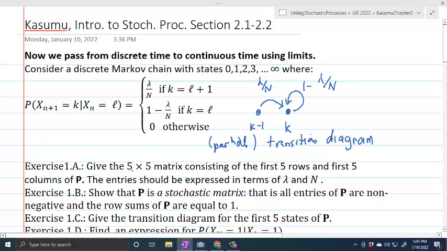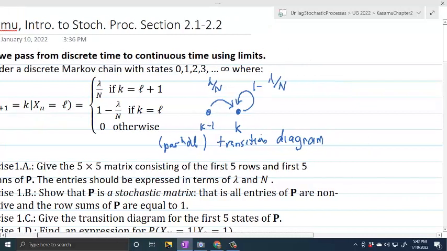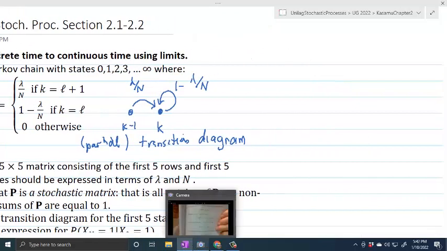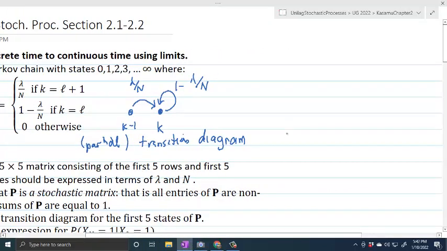For instance, given the 5 by 5 matrix consisting of the first 5 rows and first 5 columns of this transition matrix P. The transition matrix for this Markov chain is called P. The entries should be expressed in terms of lambda and n. Now, you remember how to do a transition matrix, right? Just to remind you, the transition matrix will look something like this.